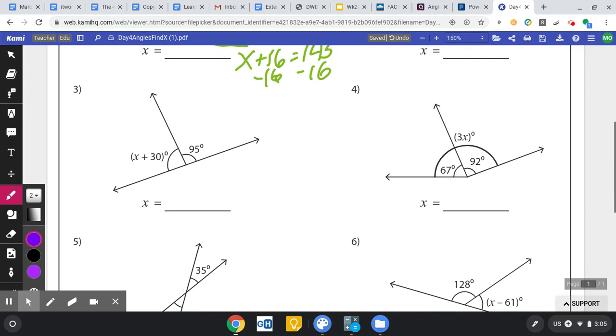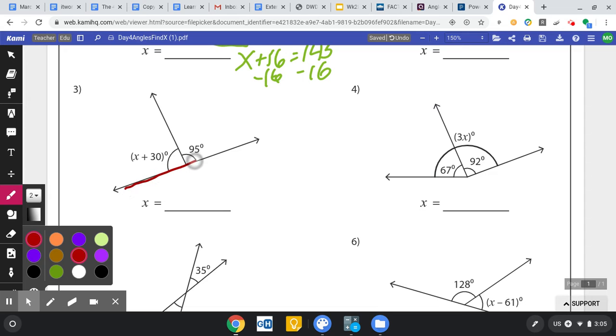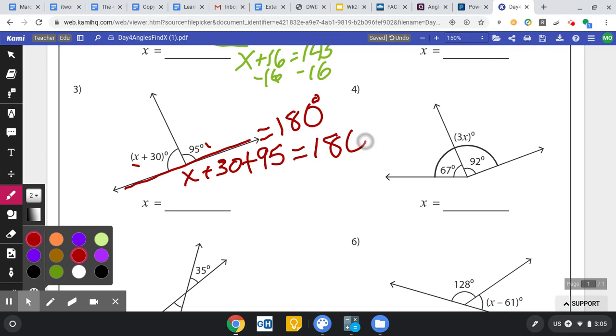All right. This one is a supplementary angle because they make a straight line. Straight means 180 degrees. Okay. So if I add this angle along with this angle, together they equal 180. So x plus 30 is our first angle, plus the 95 in the other one, together equals 180. Combine your like terms and then subtract.